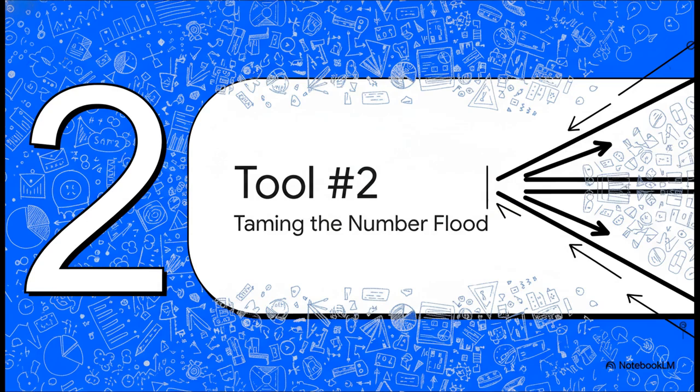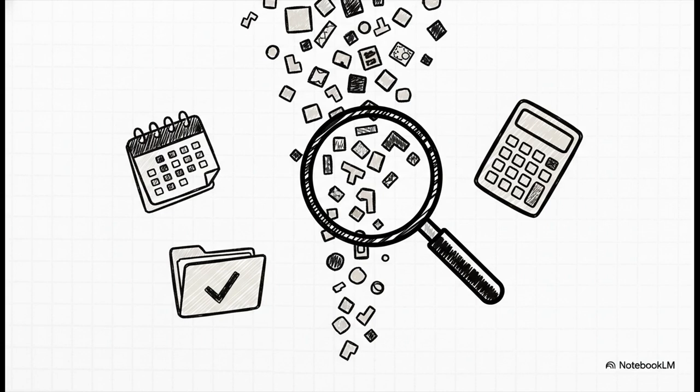Okay, so sorting a few categories, that's one thing. But what happens when our data isn't just a handful of brand names? What if we're dealing with a total flood of different numbers? Well, that's going to require a slightly different but just as powerful tool from our kit. So let's check out a new problem.